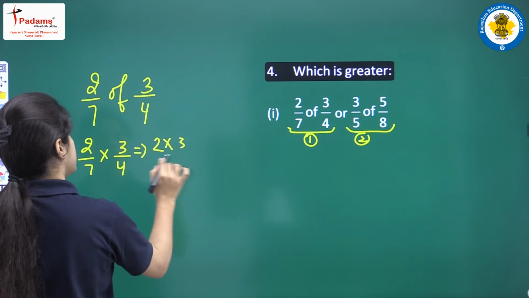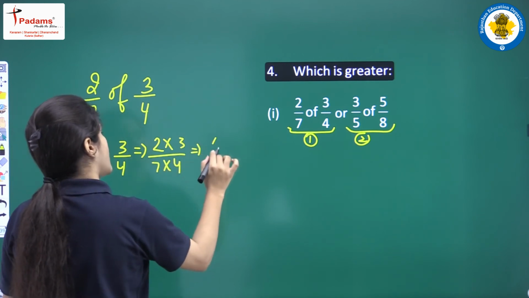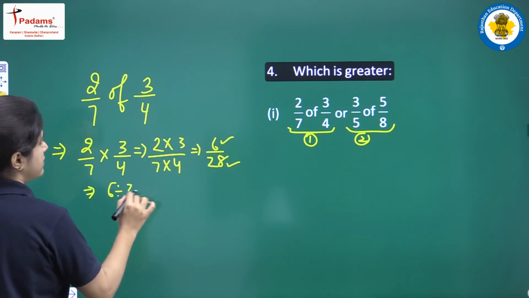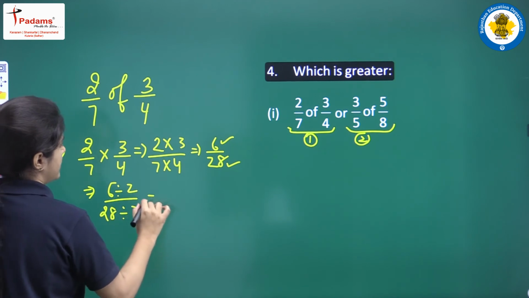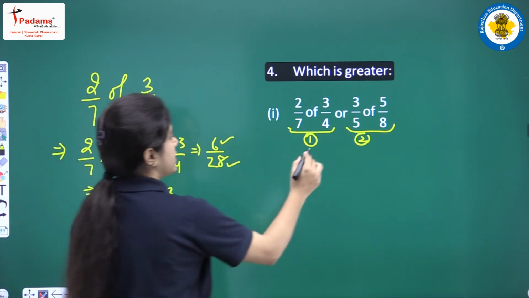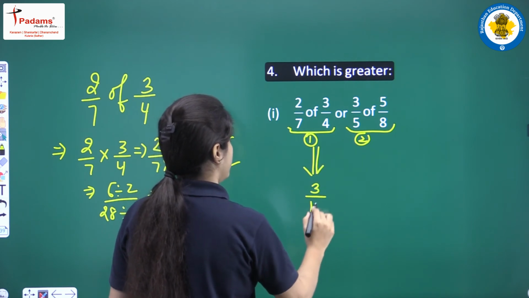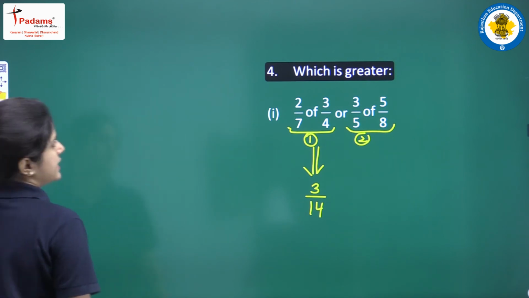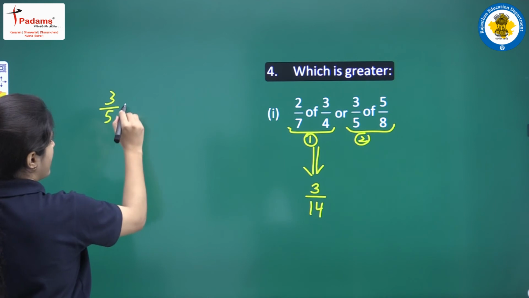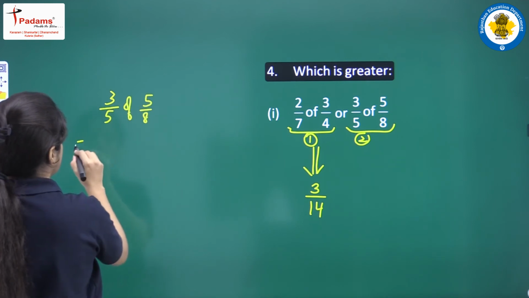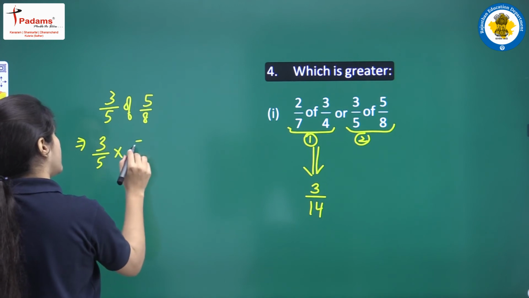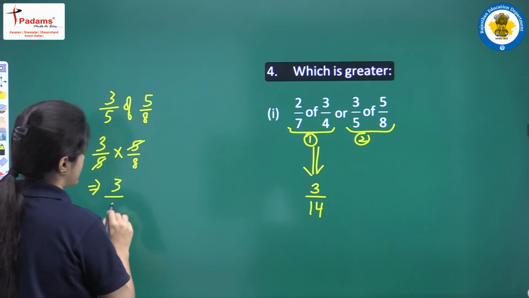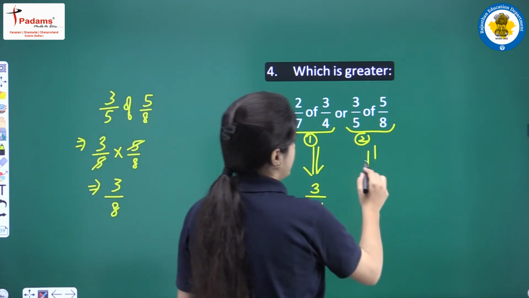2 into 3 upon 7 into 4, 6 upon 28. Clearly the numbers are even, both of them, so divide that by 2. This will turn out to be 3 upon 14, alright students. Now, we will solve the second part, that is 3 upon 5 of 5 upon 8. So, 3 upon 5 multiplied by 5 upon 8. So, 5 and 5 can be cancelled out from each other. So, this is 3 upon 8.